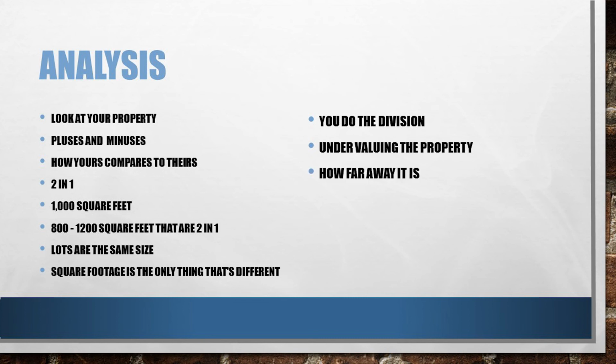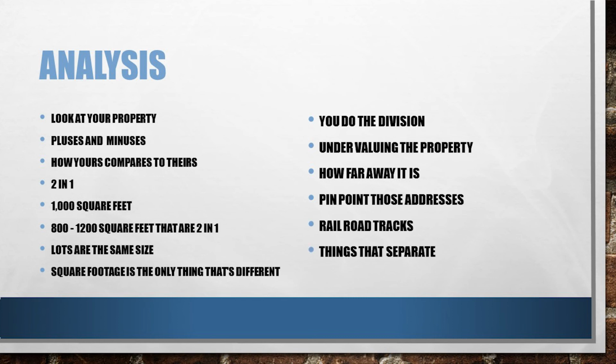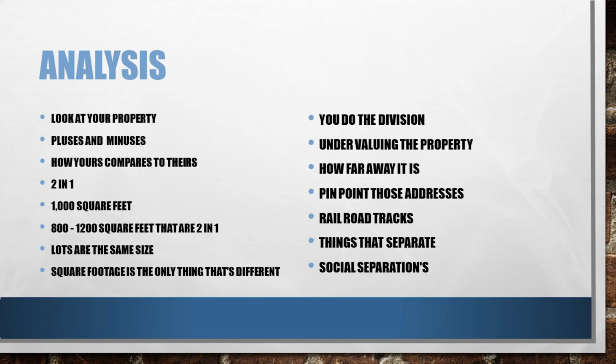You're going to pull up that Google map and pinpoint all those addresses, making sure that they're in the same neighborhoods, that there's not a major thoroughfare running between your comparables, railroad tracks, things that separate. And if you're out of the area, you won't know some of the social separations, but you certainly can see the physical separations. And if you're still within that half mile, the economic obsolescence of the properties are going to be similar.